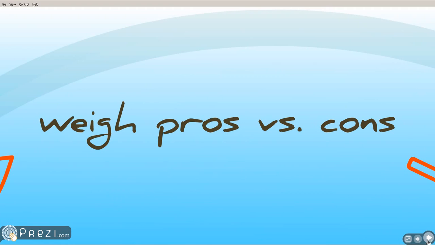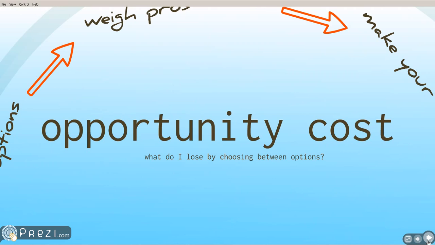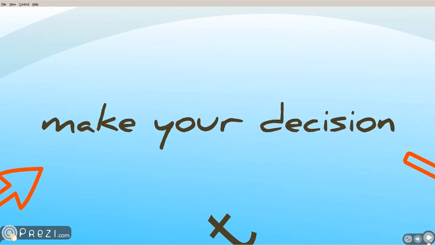Weigh your pros versus cons, weigh your options. What's A versus B? And this is kind of where you want to talk about opportunity cost. What do I lose when I choose A over B? Really paying attention to that makes you an educated shopper, makes you better at budgeting, and it's really going to help you in your adult life. So then you make your decision.